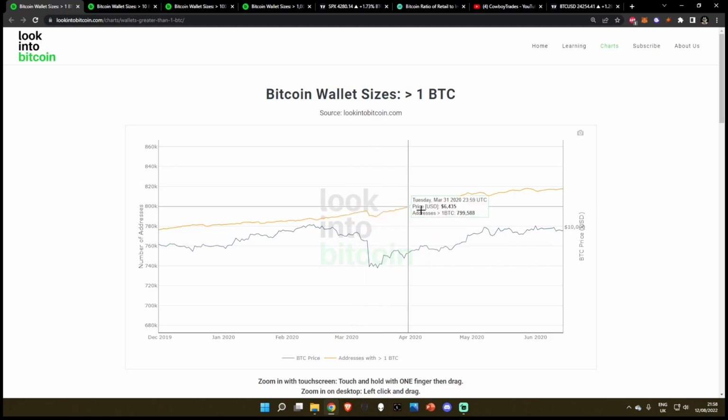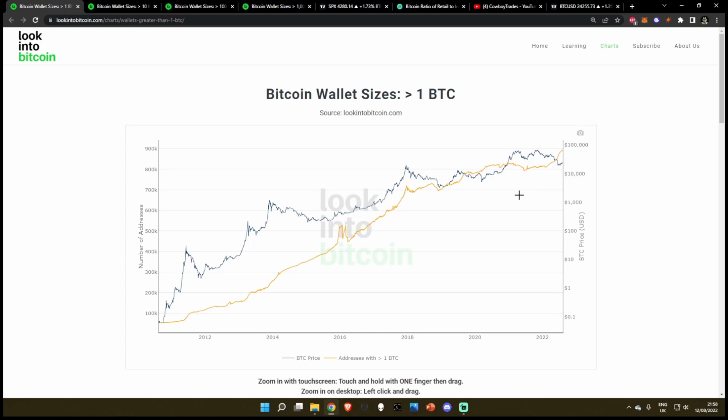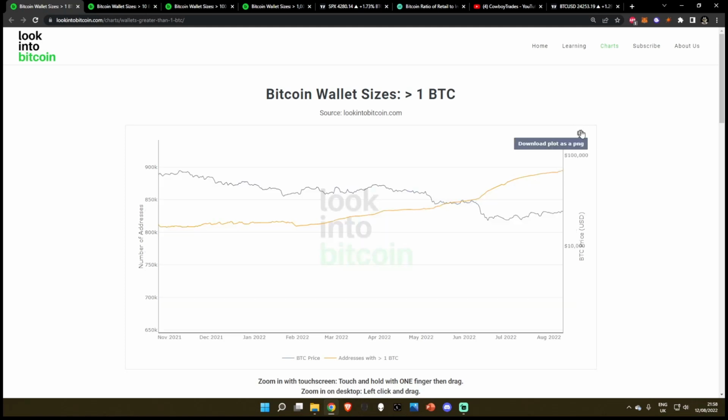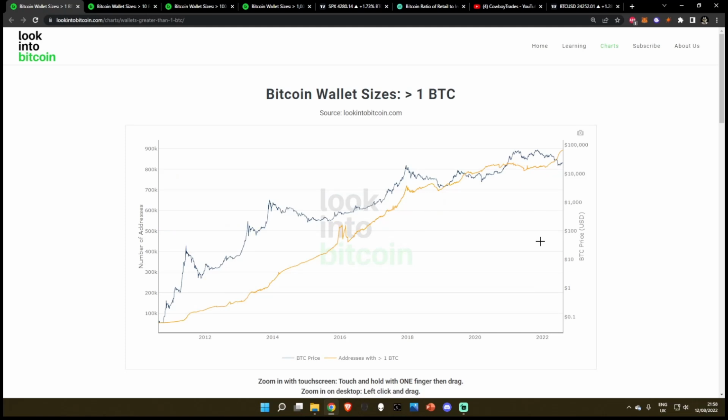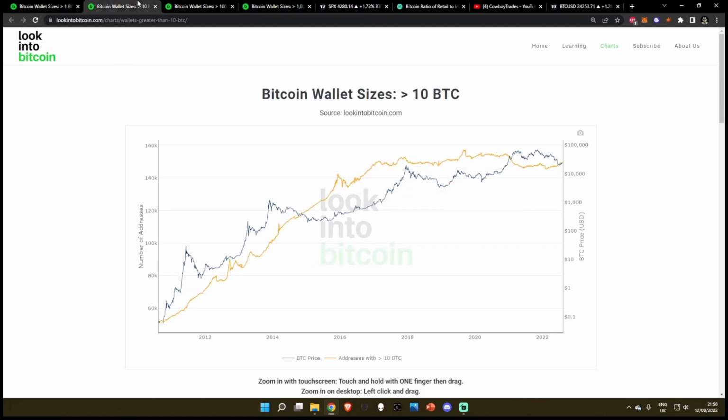Price moves down, they sell. Price moves up, they buy. It is really as simple as that. And at this moment in time, what are they doing? They're buying as the price moves to the downside. So with the wallets that have 1 BTC, and it's the same with the wallets that have 10 BTC.